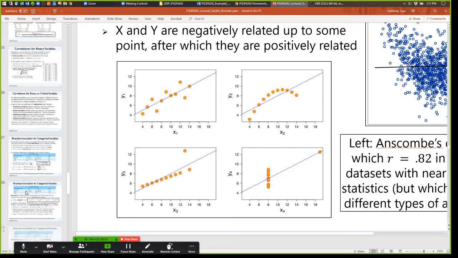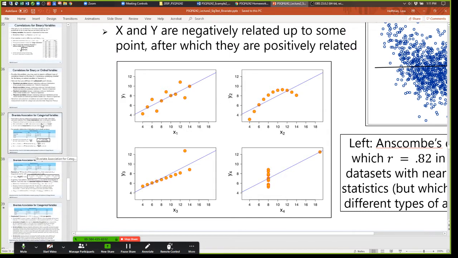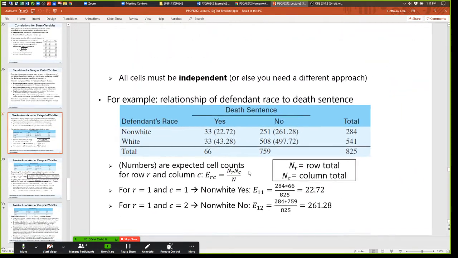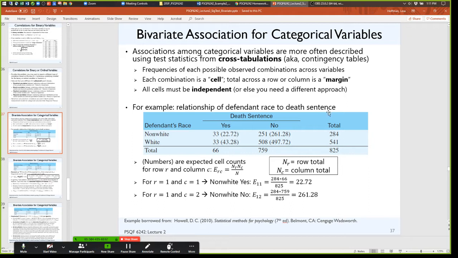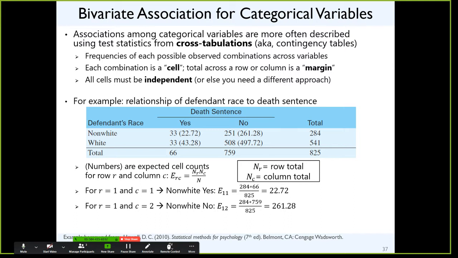So I'm gonna skip a few things and then come back to it in the interest of keeping you guys working on your homework, because this is the last measure of association that we need to talk about. This is slide 37 in lecture 2. Bivariate association for categorical variables.